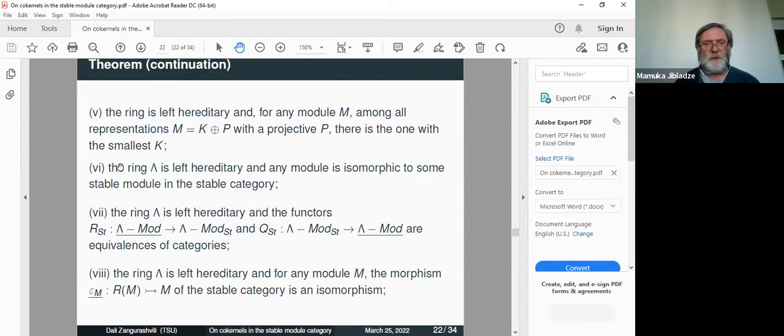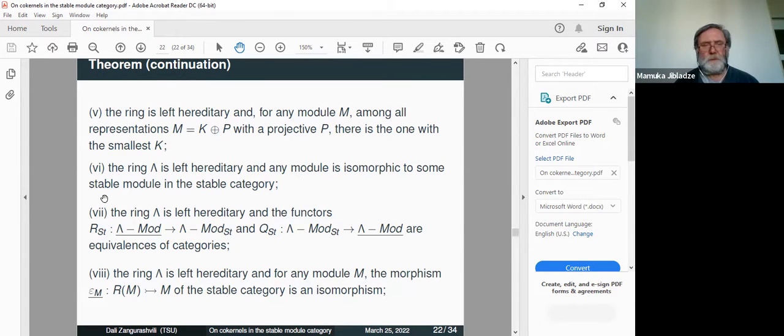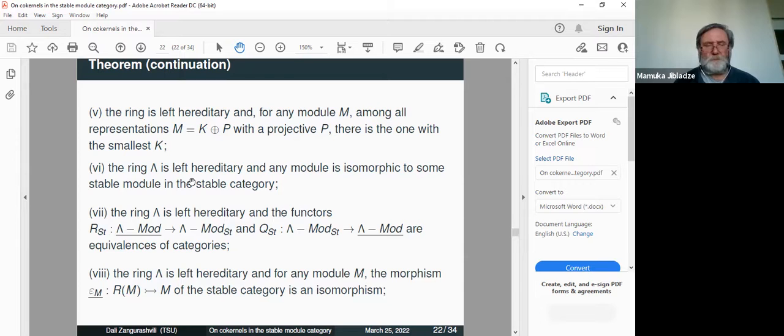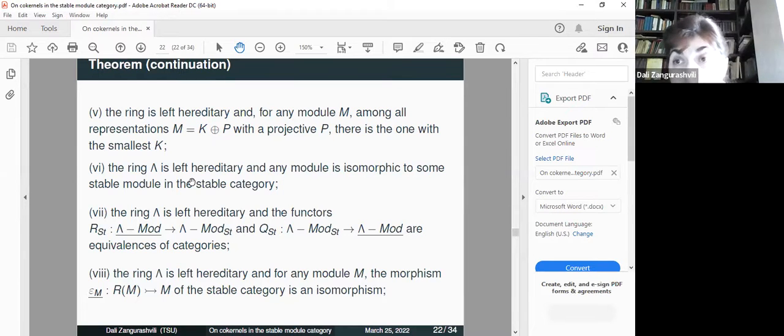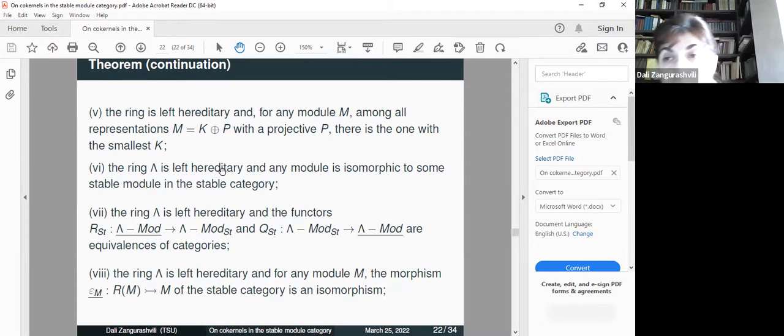So in all those cases, actually, no, the condition six: that every module is isomorphic to the stable module. The condition five implies condition six precisely for that reason, because K in this representation is stable. But not just in the stable category, but in the category of modules itself, it's just the sum of a stable and a projective. Yes, and because of this, it is isomorphic to the stable module in the stable category, because a direct sum of a module with a projective module is isomorphic in the stable category to the initial module.